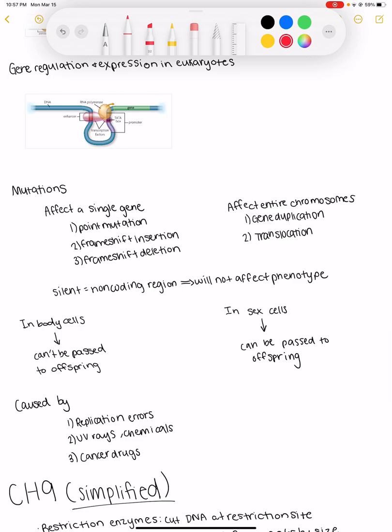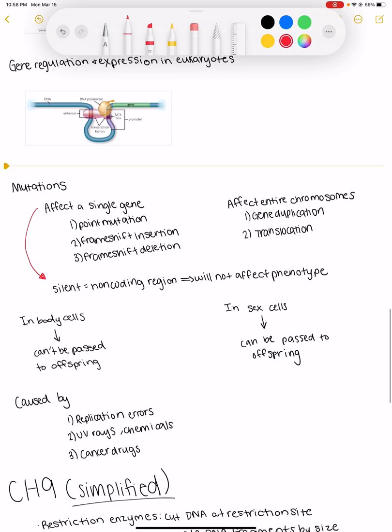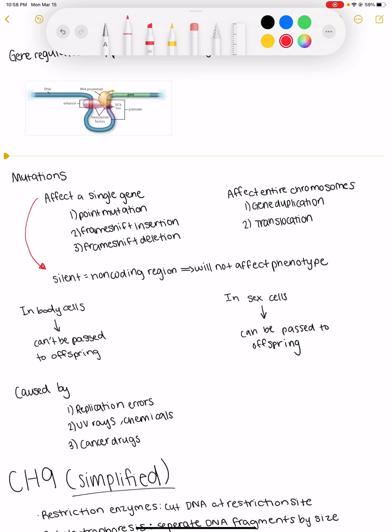But when we are talking about mutations that affect a single gene, we could have what we call a silent mutation, which is when a mutation occurs in a non-coding region. Essentially, the effects of that mutation are never seen because we don't code for that particular region. If the mutation happens in body cells, they have no part in fertilization or sexual reproduction, and so those mutations would not be able to be passed on to offspring.